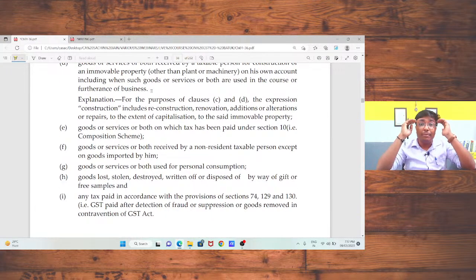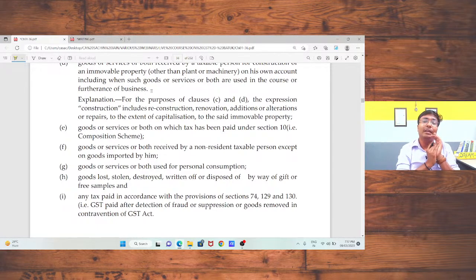Government says that seamless flow of credit. Is it seamless flow of credit? No. Is it not a seamless flow of credit? But this is the situation. The same has been mentioned under section 17, subsection 5. So we have to follow.